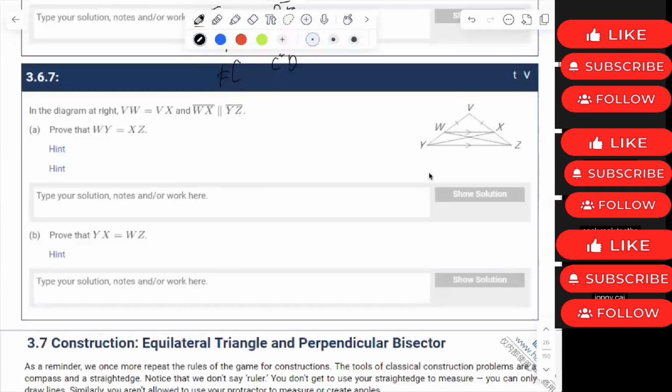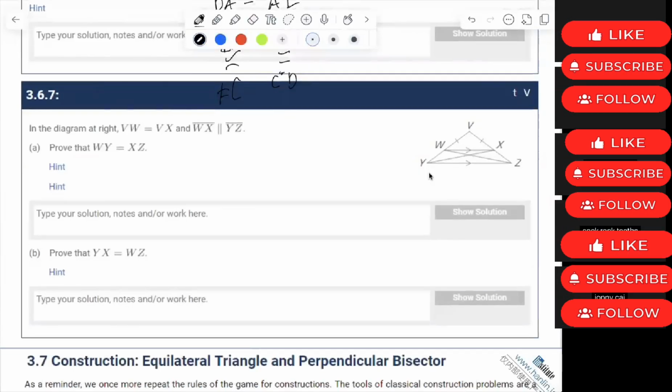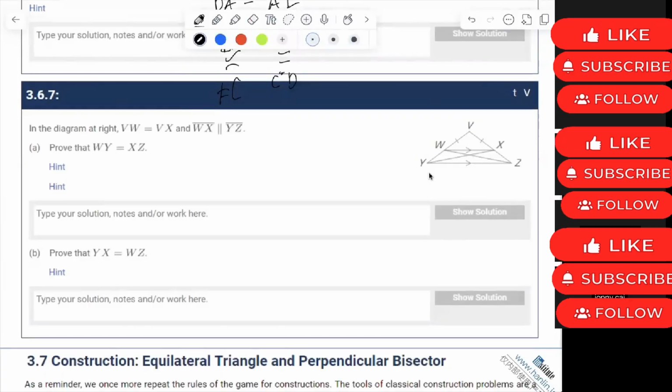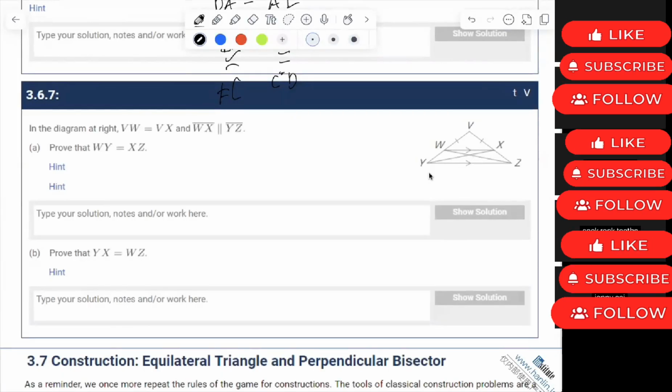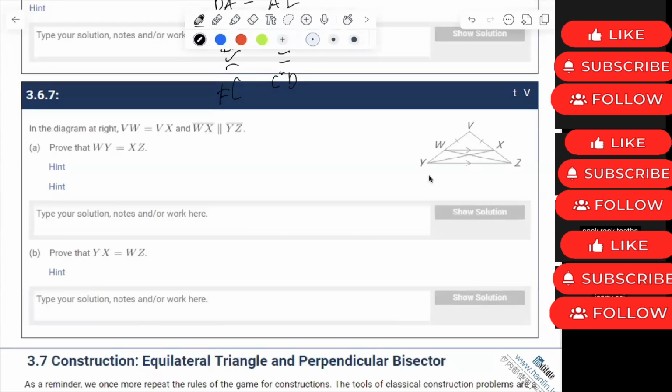Right? Now let's move on to 3.6.7. In the diagram at the right, VW is equal to VX and WX is parallel to YZ. Prove that WY is equal to XZ. Prove that YX is equal to WZ. I'll let you have a try at A and B and tell me the answer through chat.